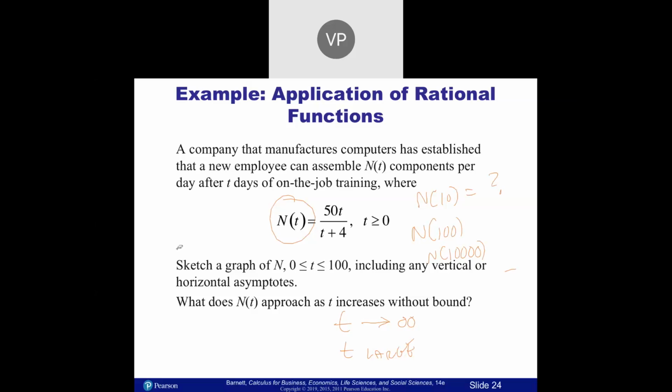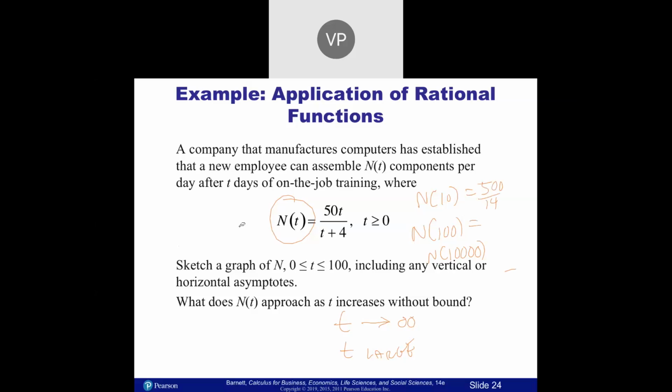They're asking what happens as t increases, so plug in some numbers and you're going to start to see the pattern. I can tell you the pattern right now because we know the horizontal asymptote is 50. These numbers are going to get closer and closer to 50. I'll show you what I mean. On the 10, you're going to get 500 over 14.